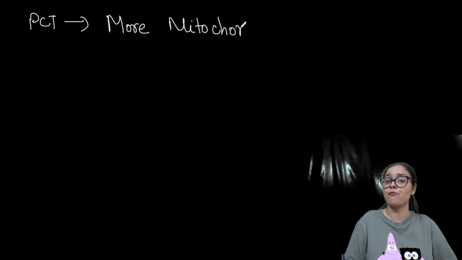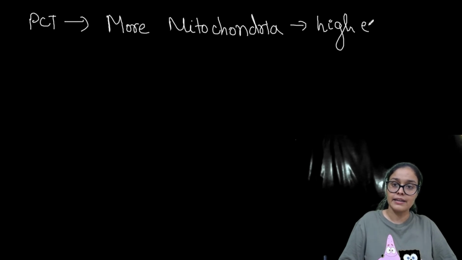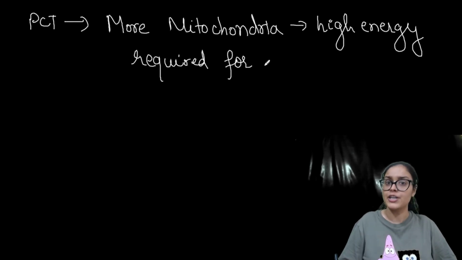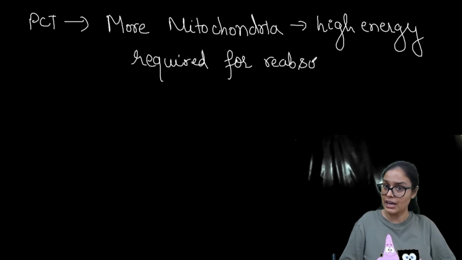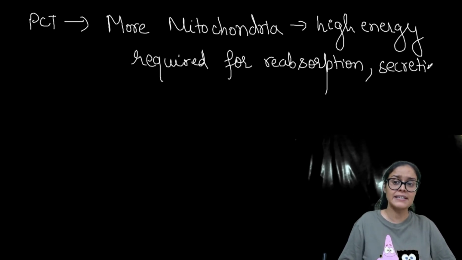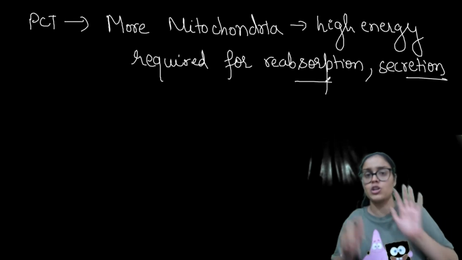Because it requires a high amount of energy, because high energy is required for urine formation, right? Urine formation involves reabsorption, which we will be seeing. So the important part is reabsorption and secretion. What is it? I will be telling you both things in detail in the physiology part.